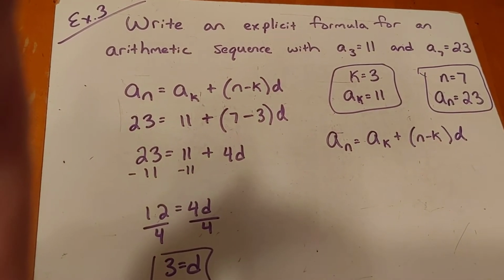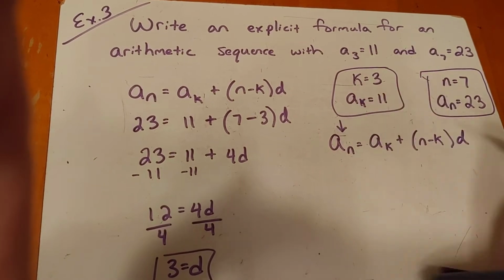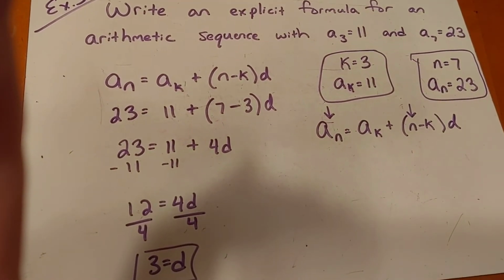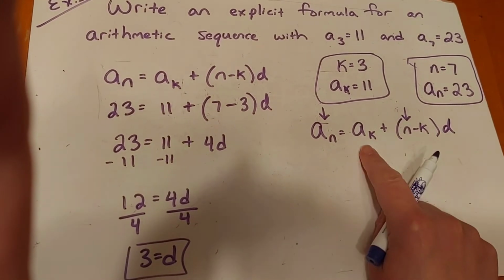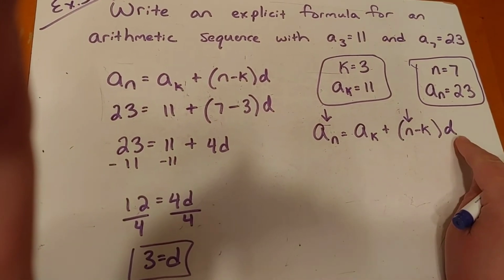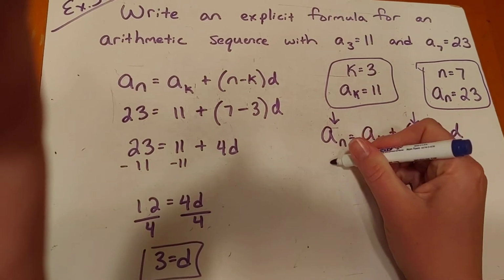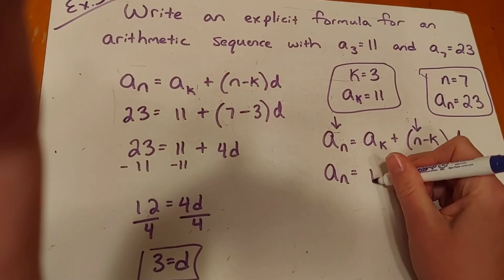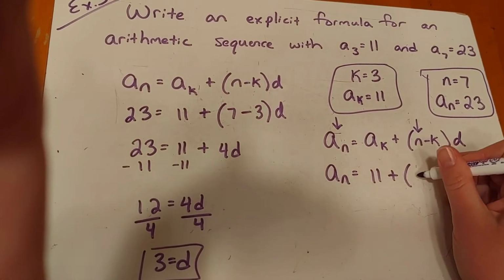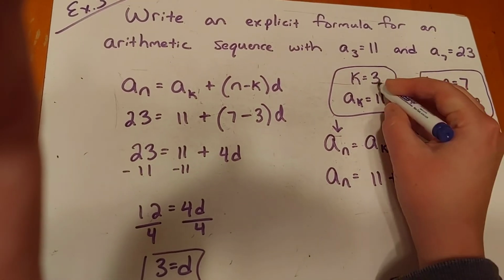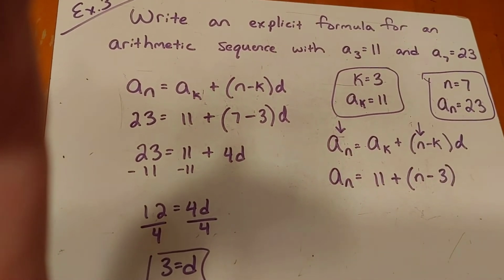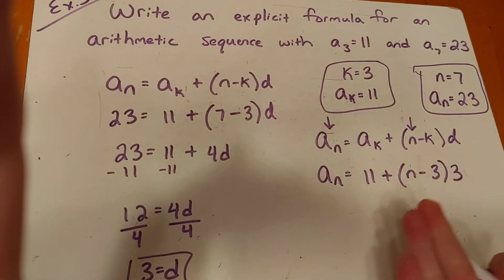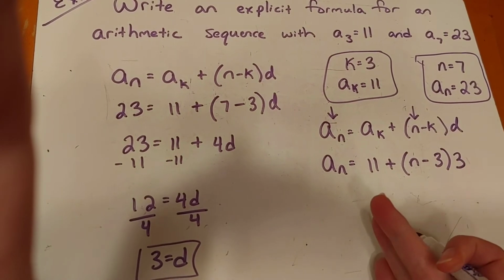Now in my final answer, I'm totally comfortable with having an A sub n and an n in my formula. So all I really want to fill in is my A sub k, my k, and my D that I just solved for. Let's leave my A sub n. Let's fill in my A sub k with 11, plus let's leave my n minus, what's our k? 3, times what is our D that we solved for? 3.